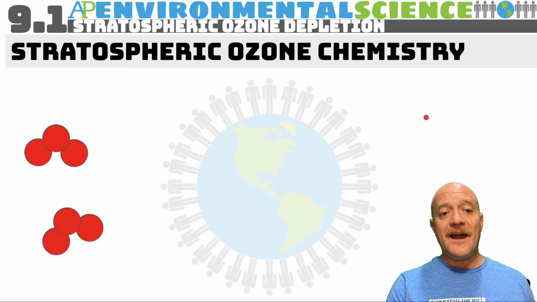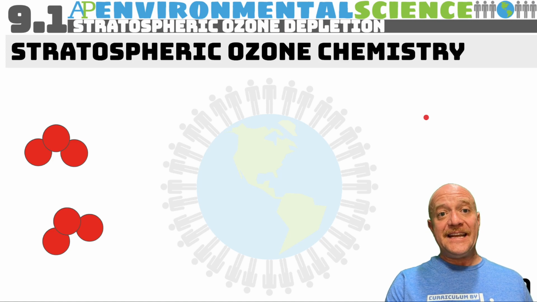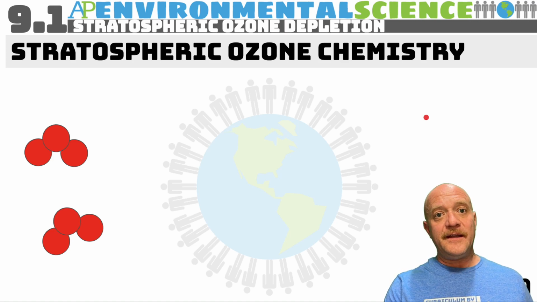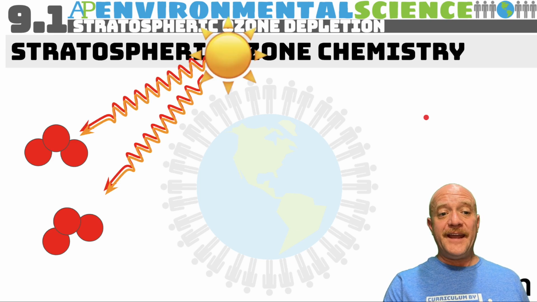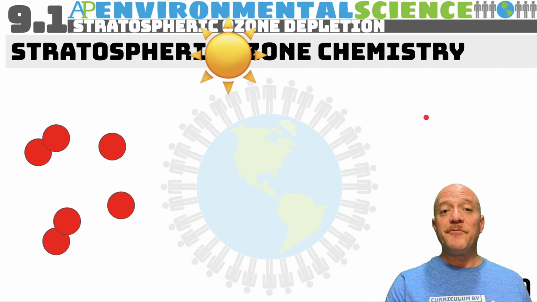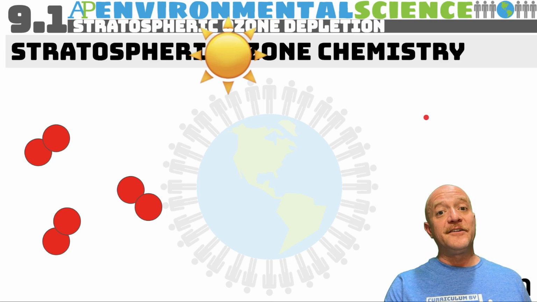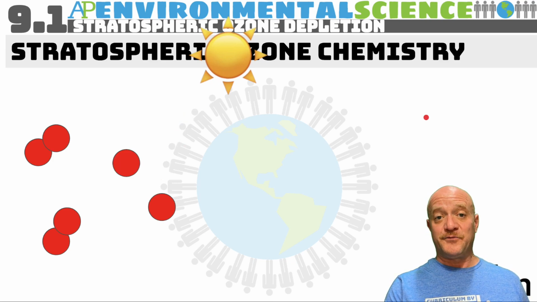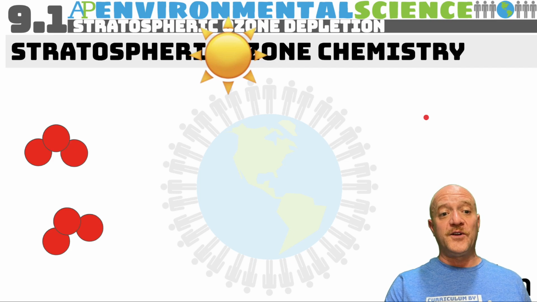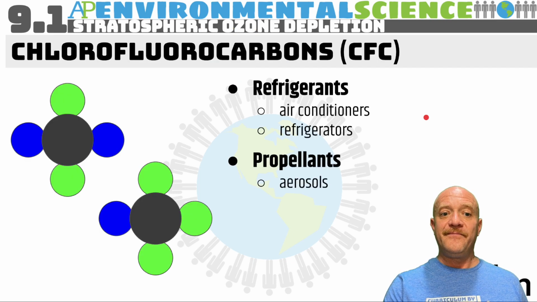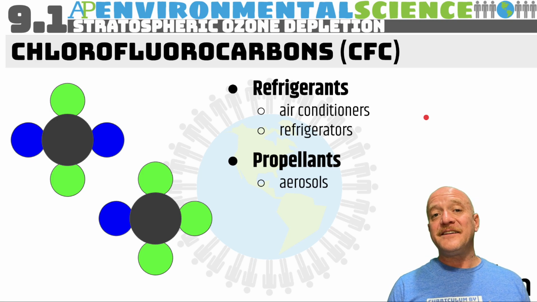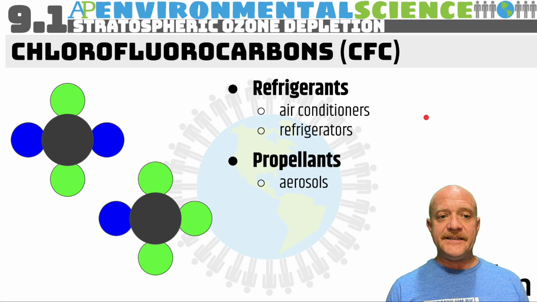Now, the chemistry that happens in the stratospheric ozone is very similar to that in the tropospheric ozone. The sun's rays hit an ozone molecule and release an oxygen radical, which can then form an oxygen molecule. It can also hit the oxygen molecule, releasing those radicals, which then form ozone with the oxygen molecules.